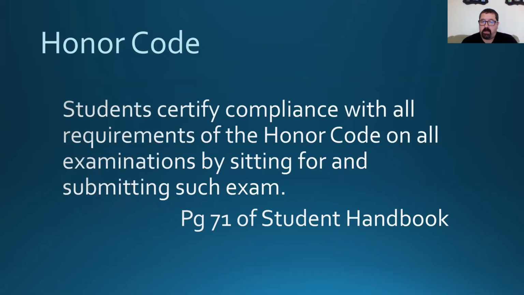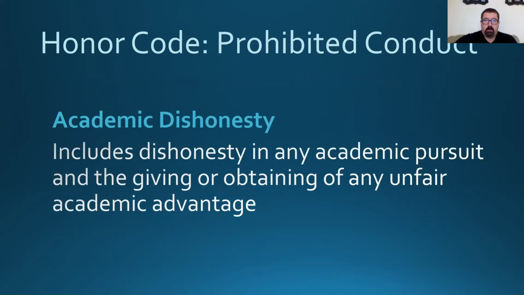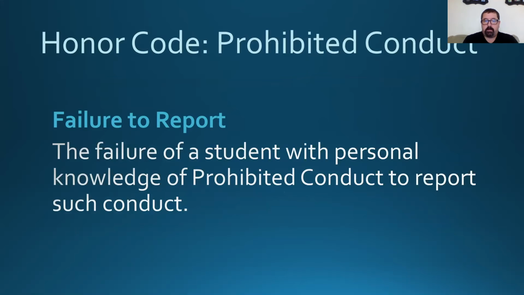The honor code, you can find that on page 71 of the handbook, and you can read that on your own. So anytime you're taking an exam, you are submitting to following the honor code. It covers academic dishonesty, but also failure to report academic dishonesty. So if you're aware of some kind of dishonesty, you are required to report that. That is also under the honor code.